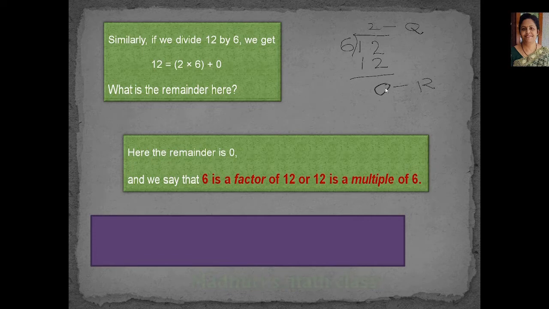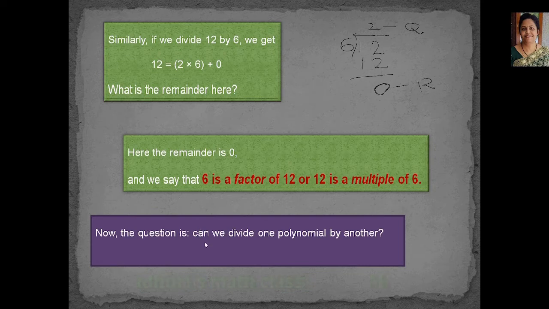So here the remainder is 0. So we can say that 6 is a factor of 12. 2 and 6 are factors of 12, and 12 is a multiple of 2 and 6. Why? Because the remainder is 0. So now the question is, can we divide one polynomial by another?